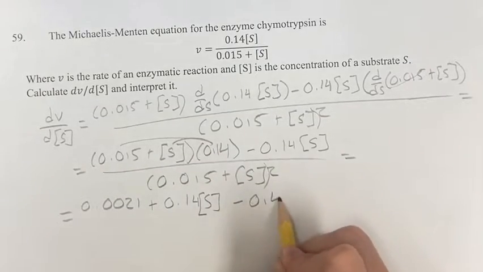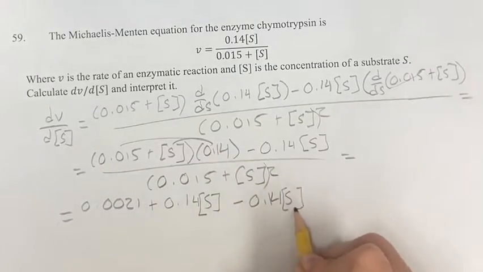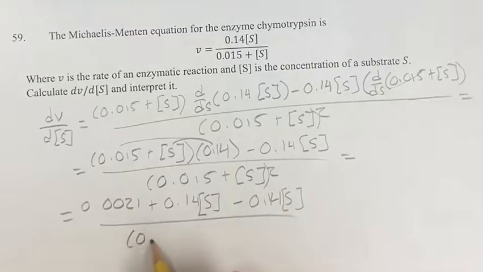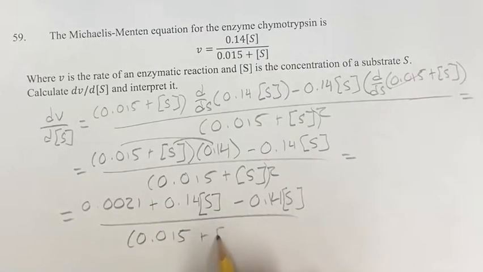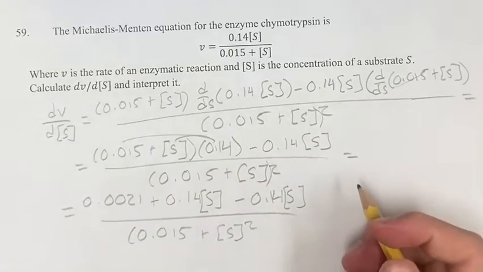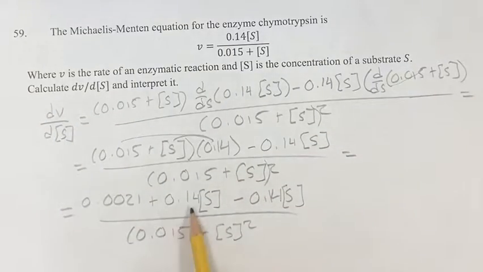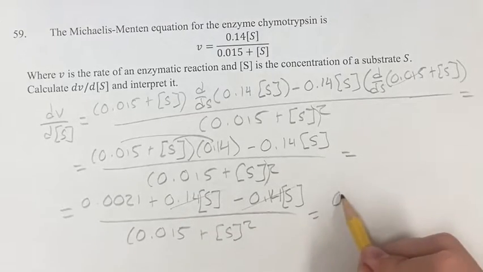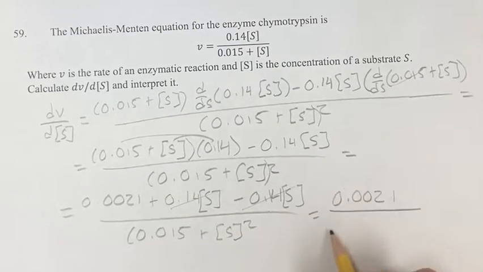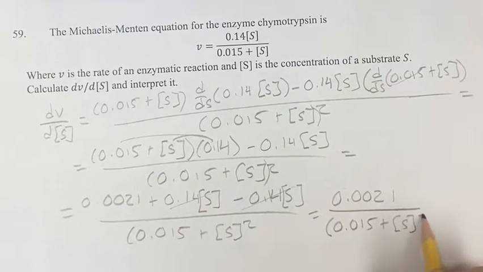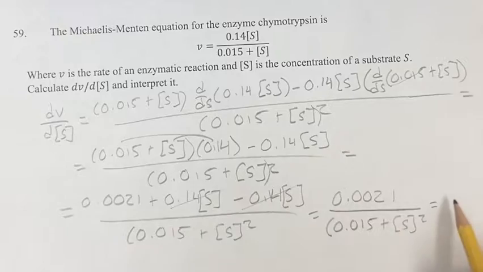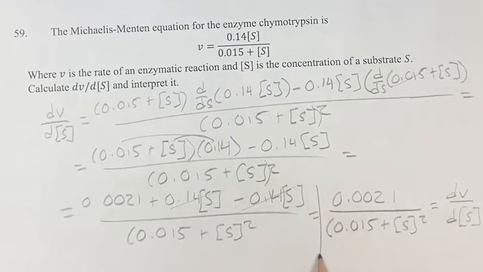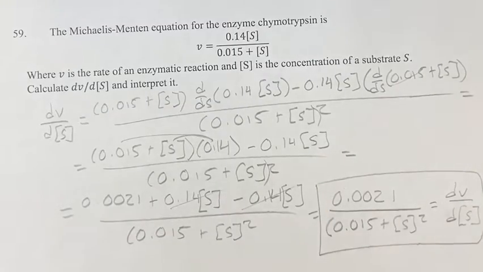minus 0.14s over 0.015 plus s squared. So last step, we have 0.14s minus 0.14s, so these cancel and we're left with 0.0021 over 0.015 plus s squared. And this is dv ds. You can distribute the denominator if you want, but it's not going to simplify anything.